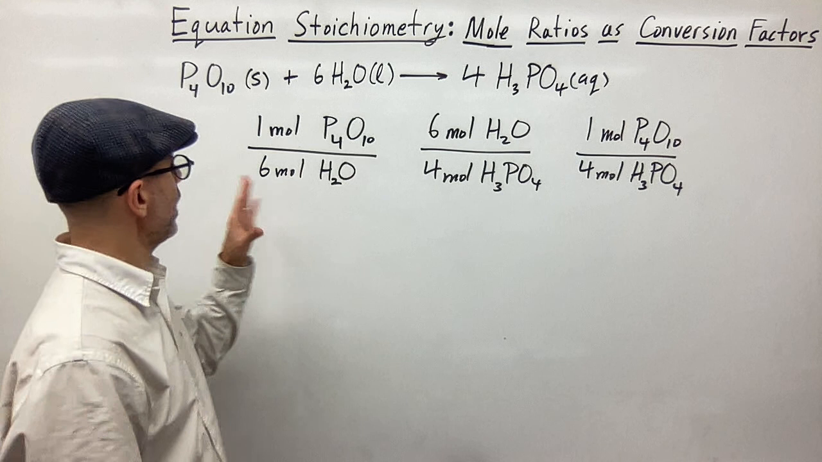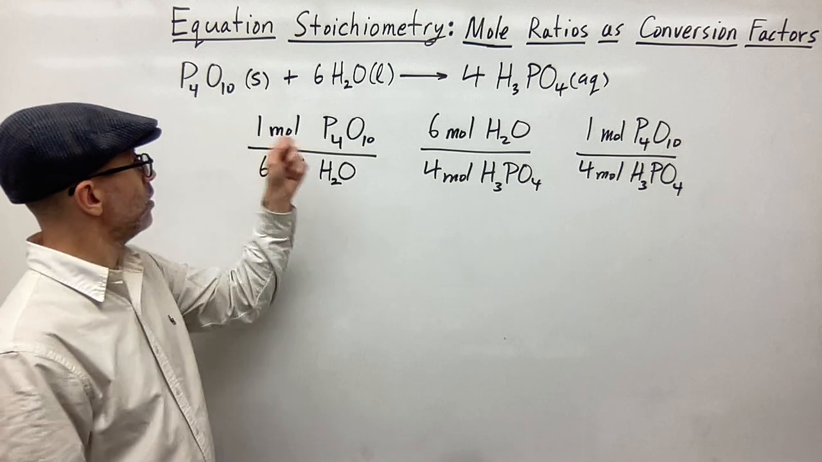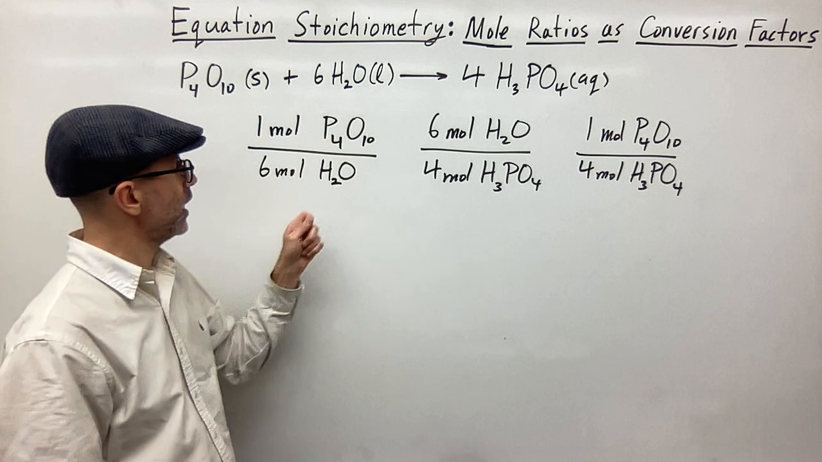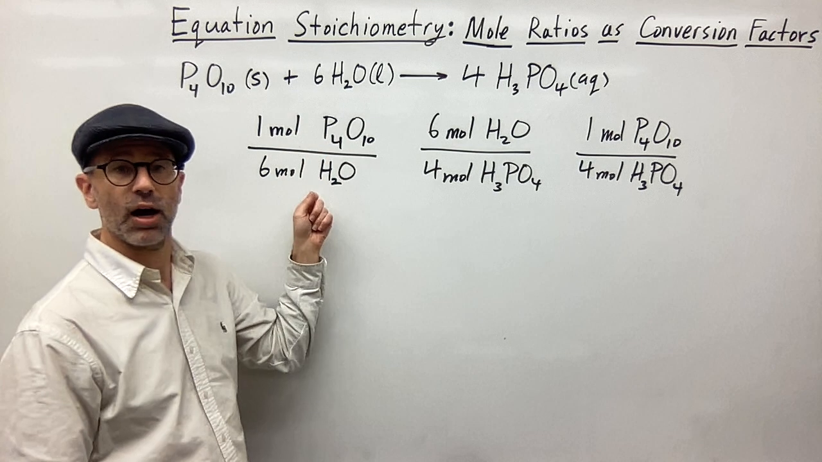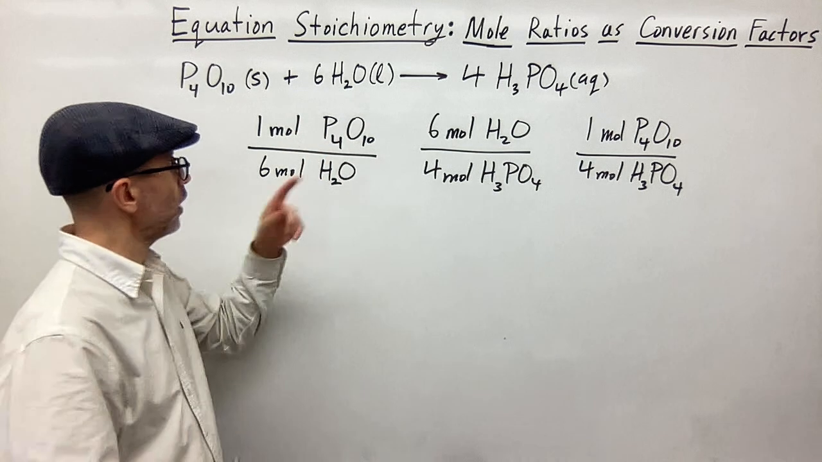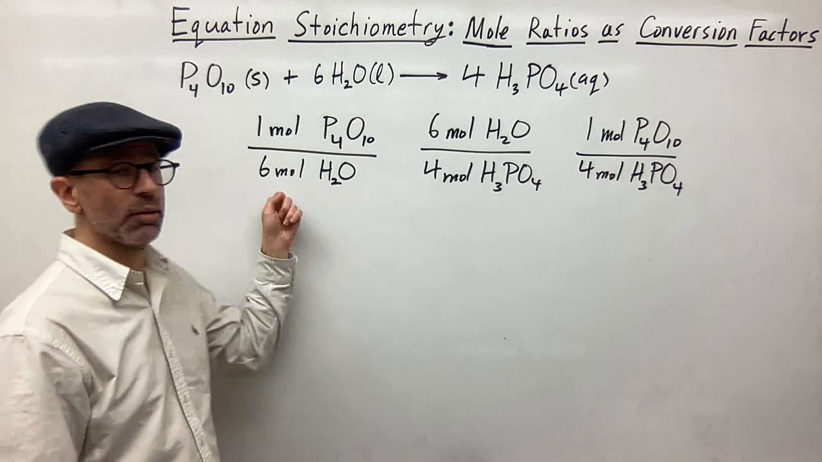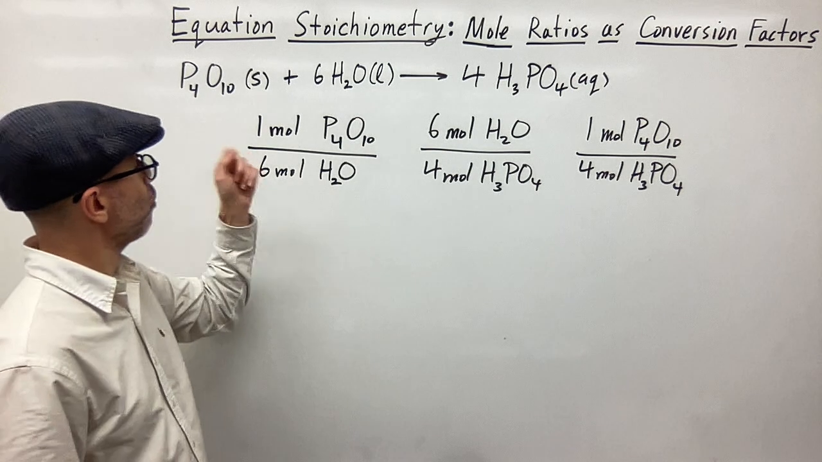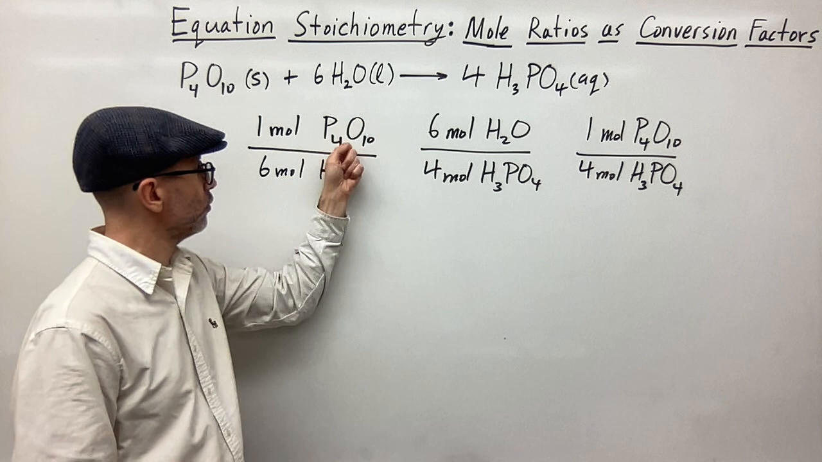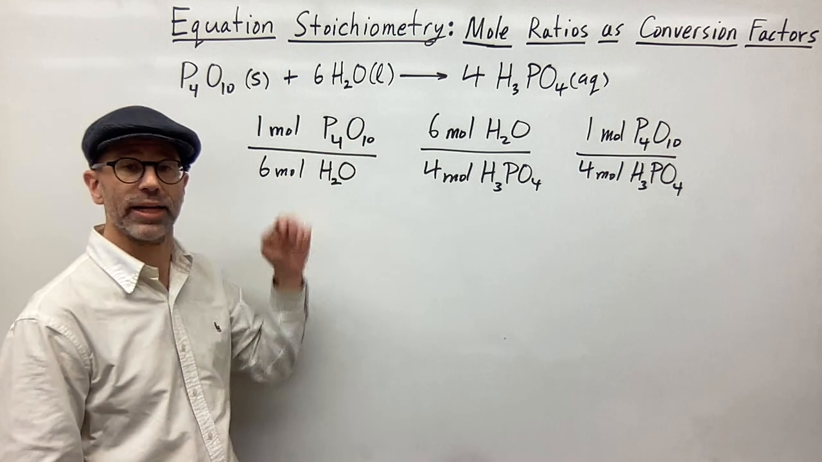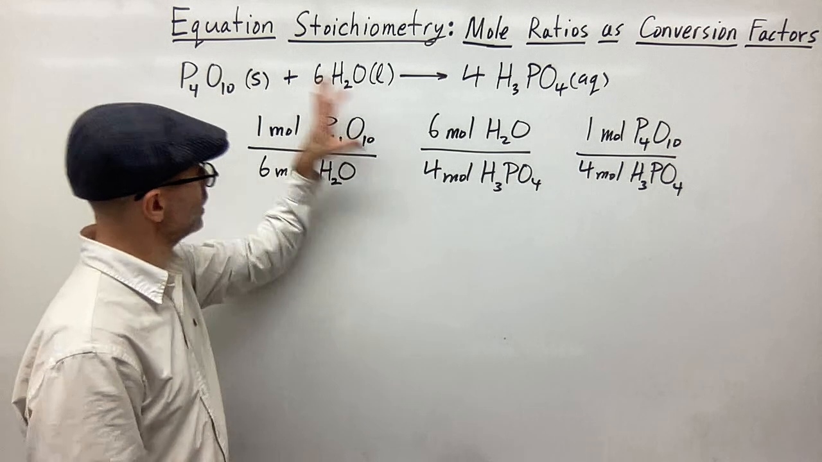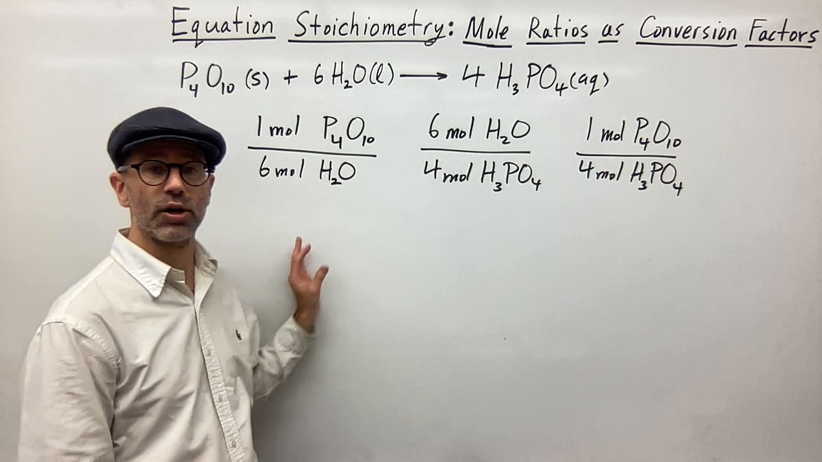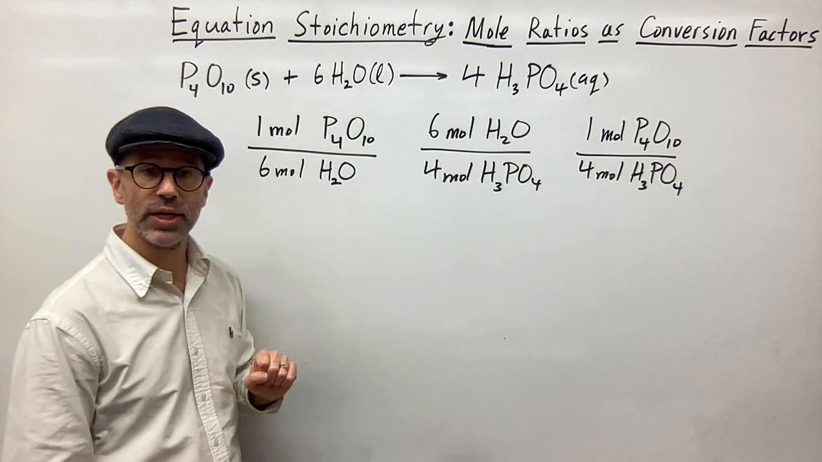So if I'm asked to convert a given number of moles of my P4O10 to a given number of moles of my H2O, or I can flip that. If I'm given a certain number of moles of H2O and I want to find a certain number of moles of P4O10, then I can use this mole ratio as a conversion factor to convert from moles of water to moles of P4O10.